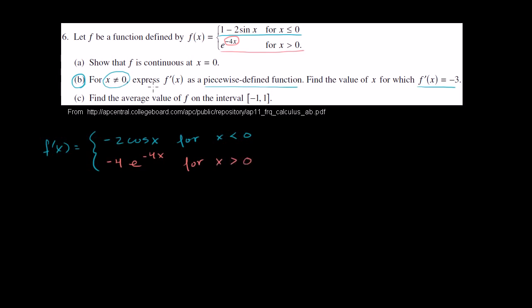So we did the first part. We expressed f prime of x as a piecewise defined function. Actually, I forgot a parenthesis here. We didn't define the derivative when x is equal to 0. It's actually not going to be defined there.